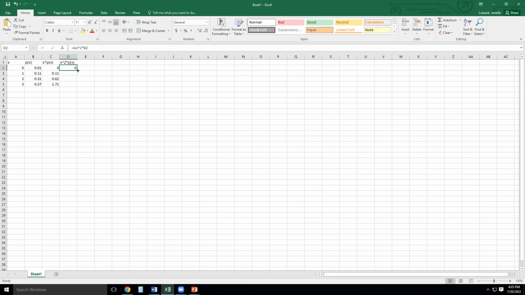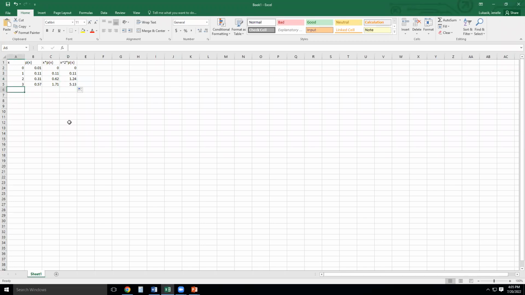But if we drag down our numbers, it'll do it in this one. You can see the formula up here. This 1 squared times 0.11 is 0.11. Here, 2 squared is 4. It's doing that times 0.31 is 1.24. You could double check it by hand if you want, but those are correct.